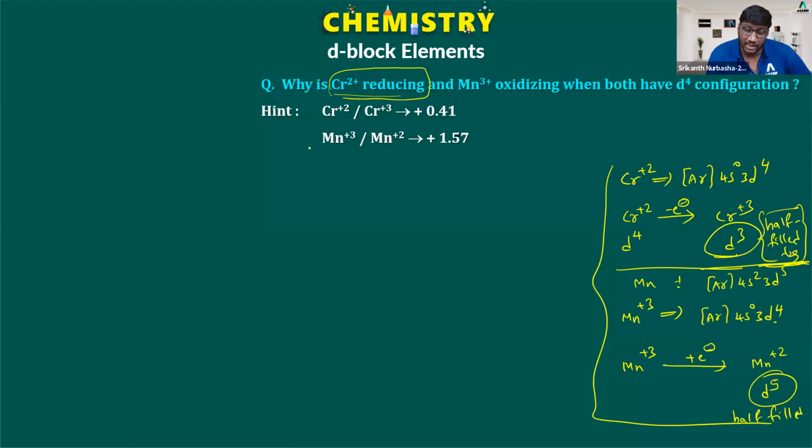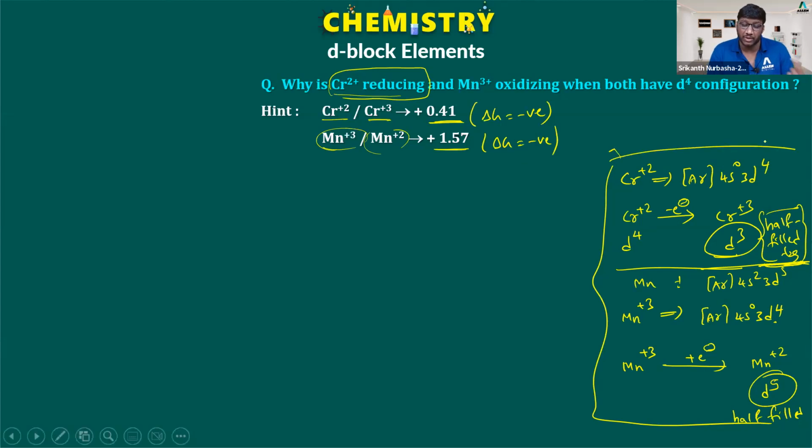So that is why Cr+2 will convert into Cr+3. If you look at the electrode potential for Cr+2 to Cr+3, it is positive. For Mn+3 to Mn+2, the electrode potential is also positive. That means delta G in both cases is negative. What are the reasons? Cr+2 is reducing because if it undergoes oxidation, it will get a d3 electronic configuration which is half-filled t2g. Mn+3 will undergo reduction because it is oxidizing something else.